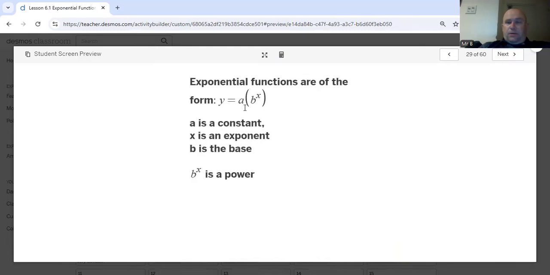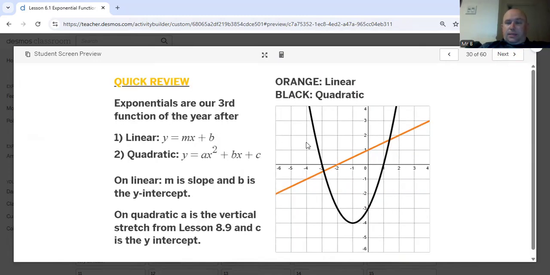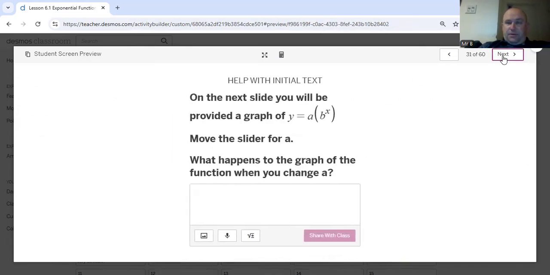So the form for an exponential graph is this: y equals a times b to the power of x. So a is just a number, b is also a number, and then x is just going to be whatever that value is. So there's your linear, there's your quadratic, and now we're looking at the exponential, which is the third one.